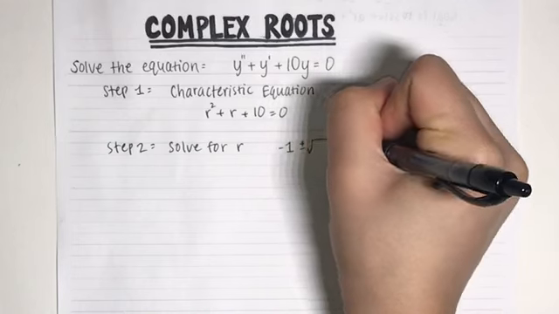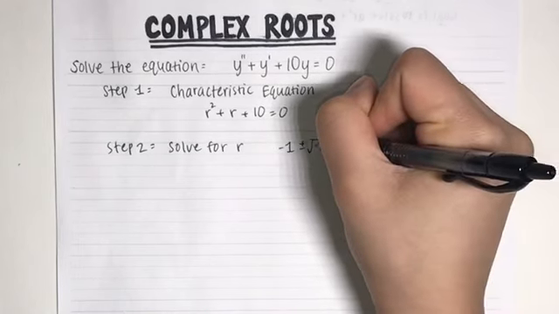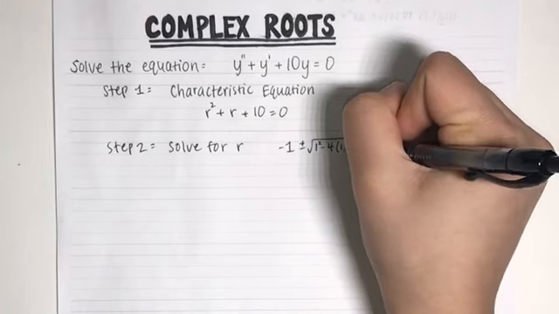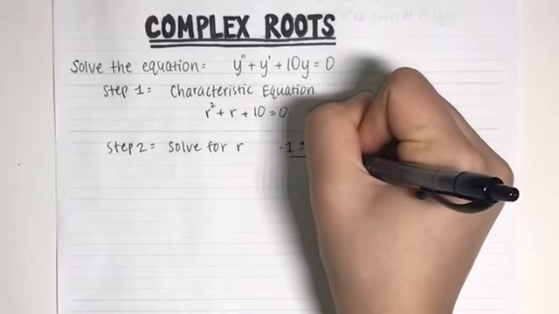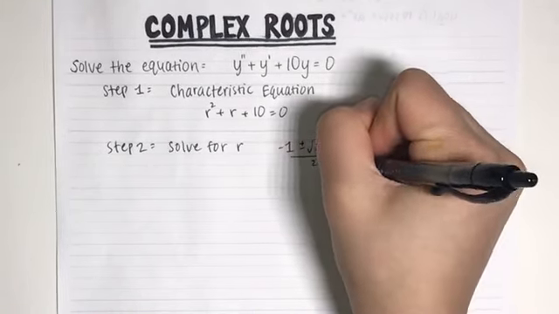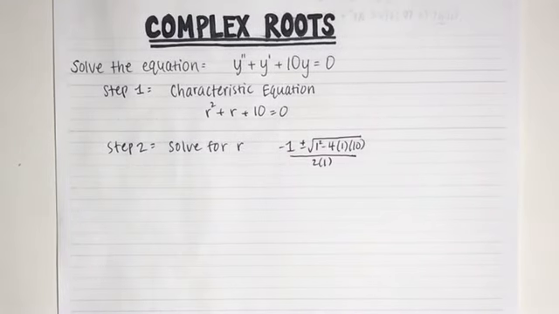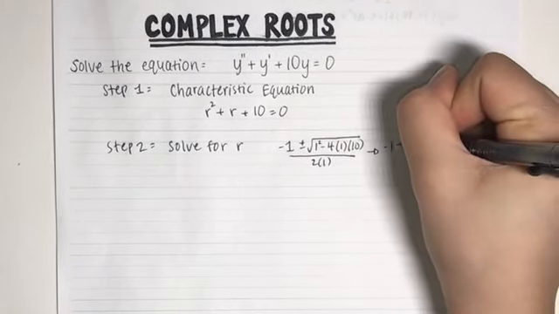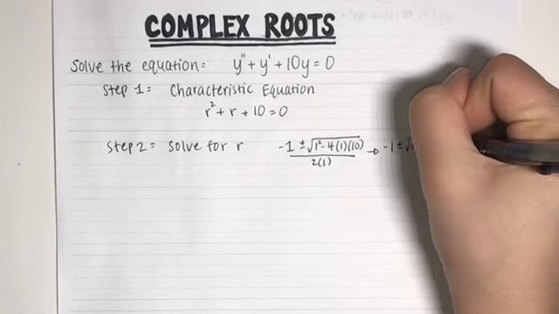So we get negative 1 plus or minus the square root of 1 squared minus 4 times 1 times 10, all over 2 times 1. And we were right because we get a square root of a negative number. So we get negative 1 plus or minus the square root of negative 39 all over 2.